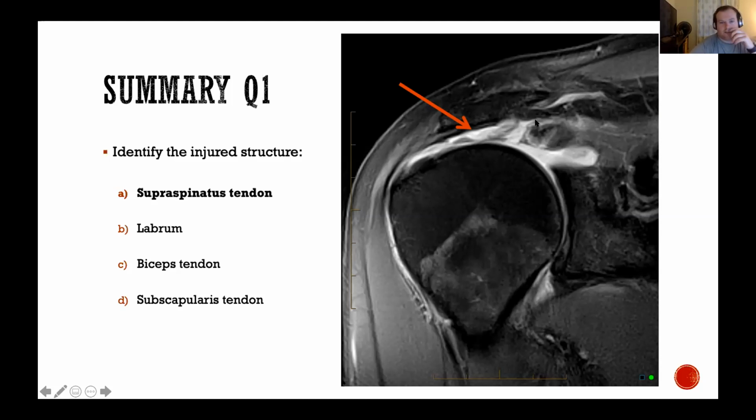Oh yeah, sorry, you can't see my image. And then you can also point, Jeremy, to where the labrum would be on this image. The biceps tendon is not something you generally would see or be able to evaluate on a coronal image, similarly with the subscapularis.